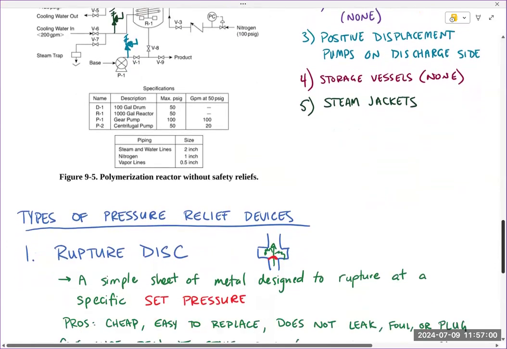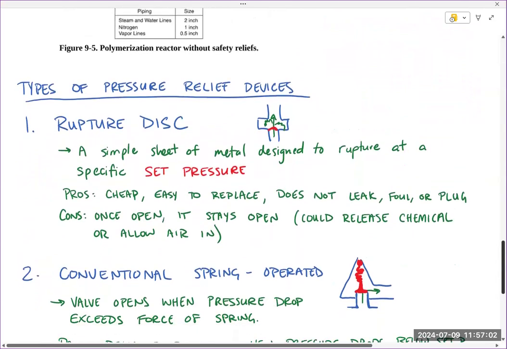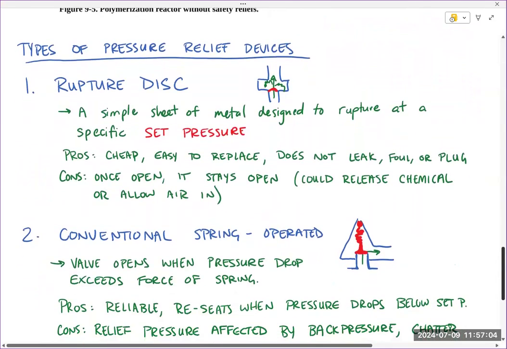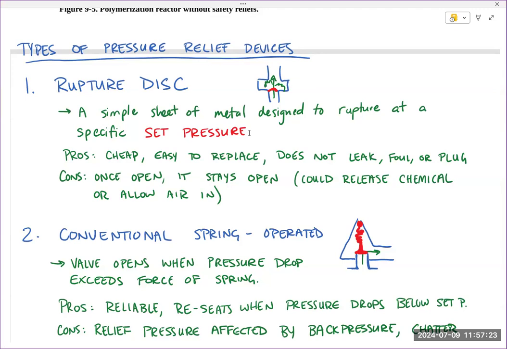All right, let's talk about the second question, which is the type of pressure relief devices. Got into this a little bit in the last video. But simplest and the most mechanically sound is going to be the rupture disc. This is a simple sheet of metal that is designed to rupture at a certain set pressure, and that is set by the manufacturer. So you can buy a rupture disc, for example, that would rupture at, I don't know, 10 PSI gauge or whatever it is.